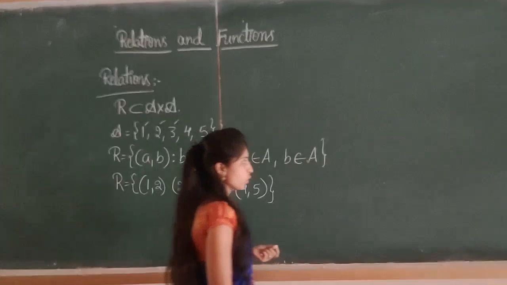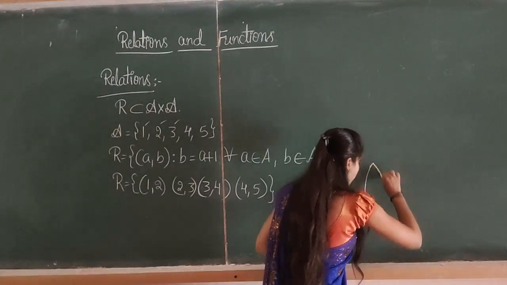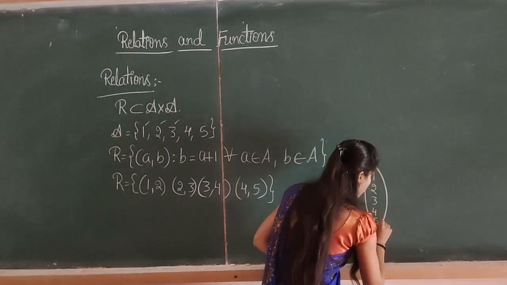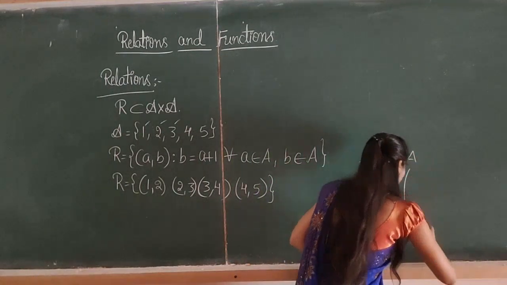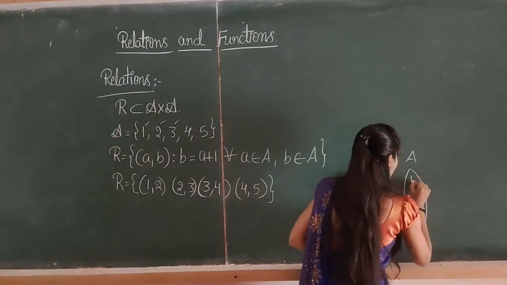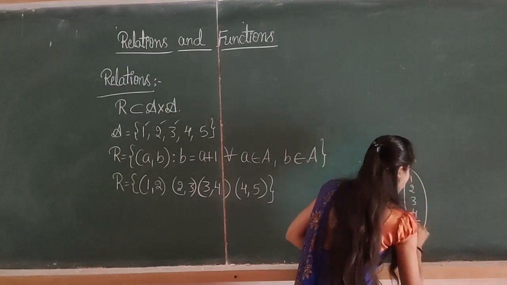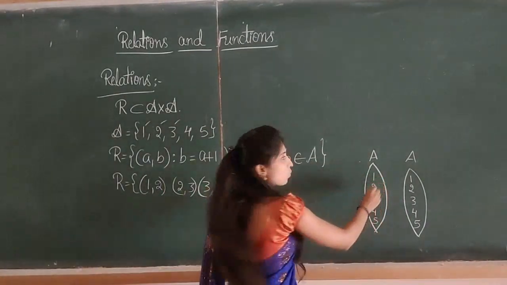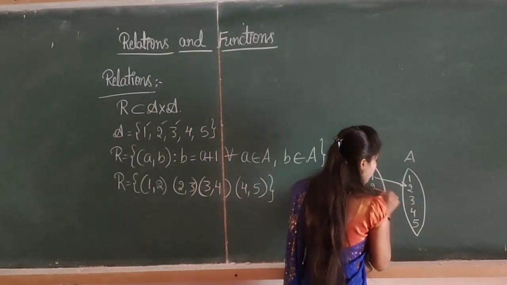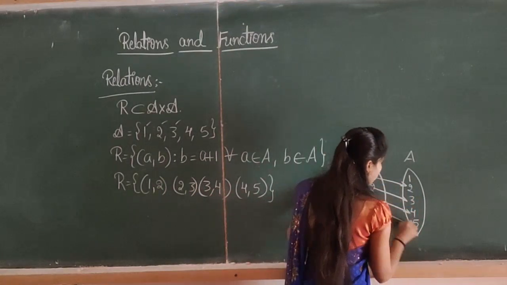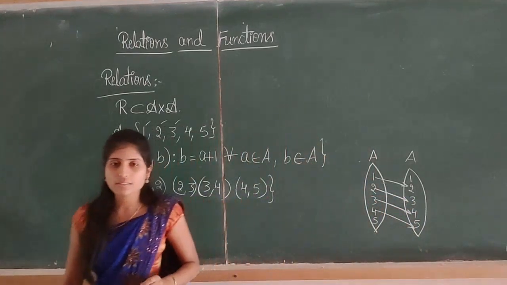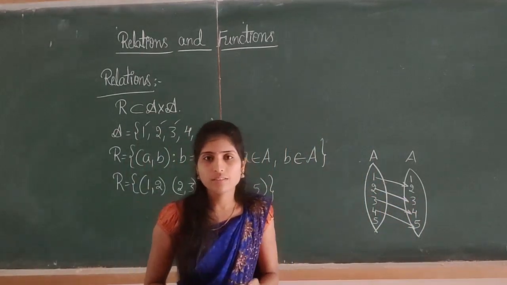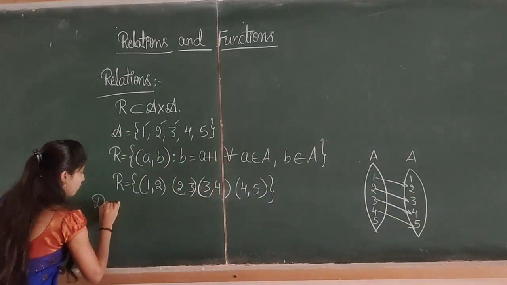In arrow diagram also you can write this relation. A 1, 2, 3, 4, 5. See here. If the value of A is 1 and the value of B is 2. So 1 is related to 2. In the same way 2 is related to 3. 3 is related to 4. 4 is related to 5. This is the relation. Okay. The next is domain.